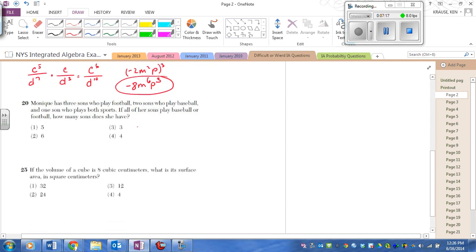Luke has 3 sons who play football, 2 sons who play baseball, and 1 son who plays both sports. So here's one of those Venn diagrams. I think we might have done this already, but football, baseball, and of course, in the middle has to be both. You always start with both. So one of our sons plays both.